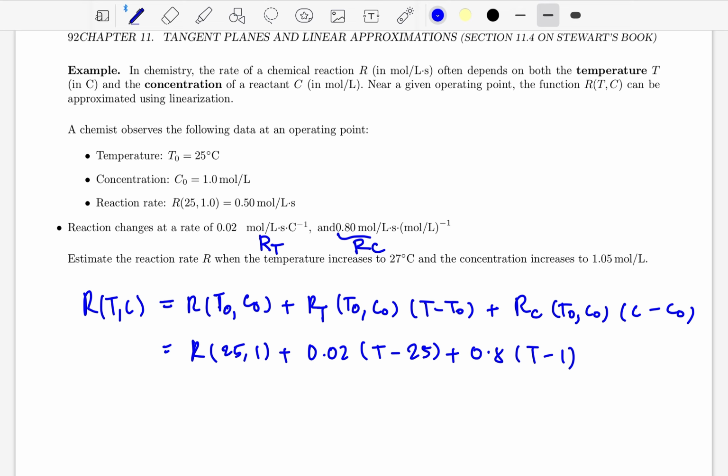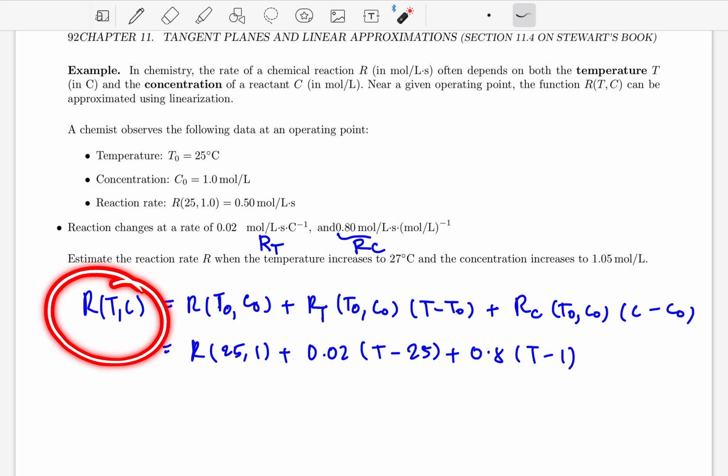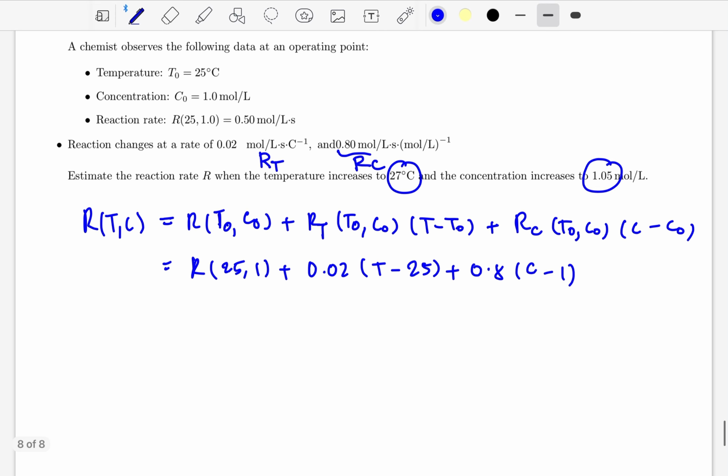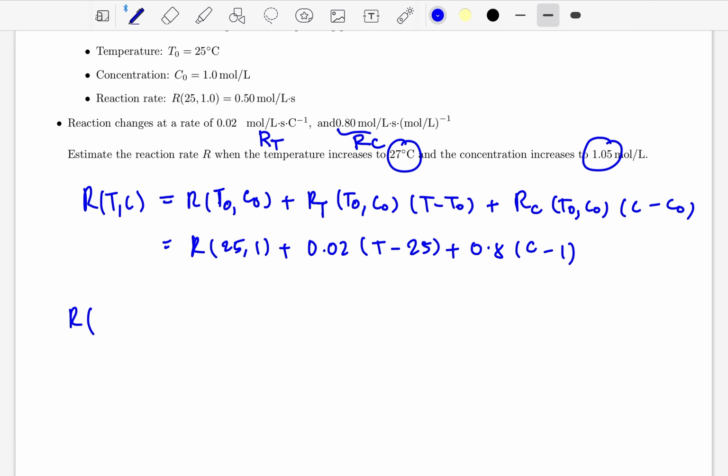So what this is doing is telling me exactly how we can approximate our reaction at any given temperature and concentration, as long as we're near 25 and 1, okay? So we're trying to find, it says estimate the reaction rate when the temperature increases to 27 and the concentration increases to 1.05. So what this is asking me to do is to approximate the reaction when temperature is 27 and concentration is 1.05, okay?